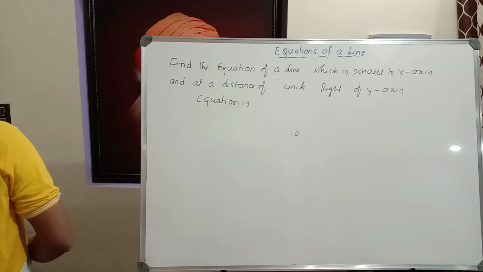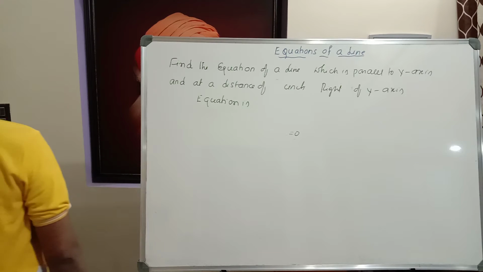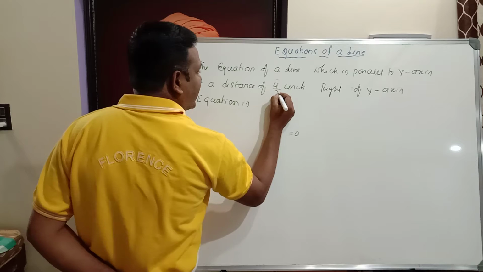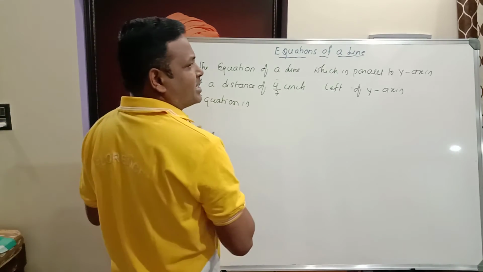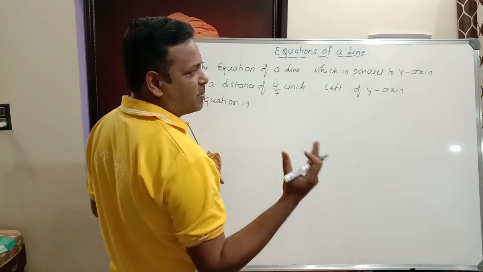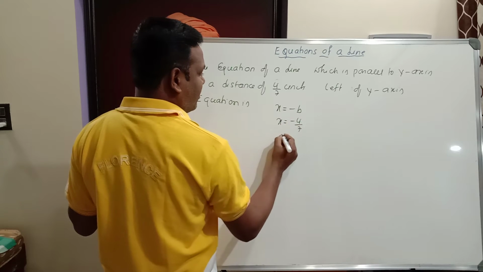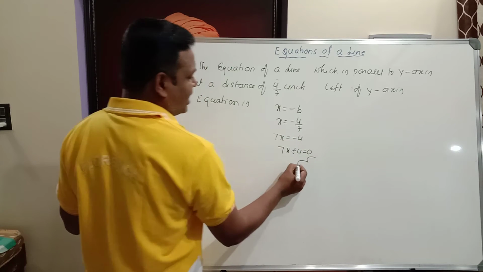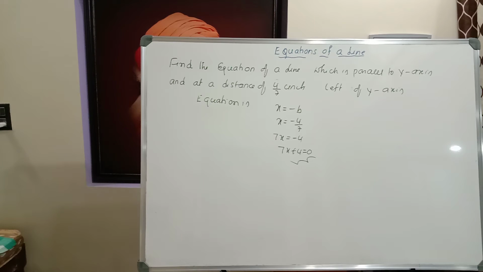Write the equation of a line which is parallel to y-axis and is at a distance of 4 by 7 units left of y-axis. So for a line parallel to y-axis, the equation is either x is equal to b or x is equal to minus b, but it is left of y-axis, so the equation is x is equal to minus b. Nothing but x is equal to minus 4 by 7. Cross multiply this, 7x is equal to minus 4, then 7x plus 4 is equal to 0. This is the equation.